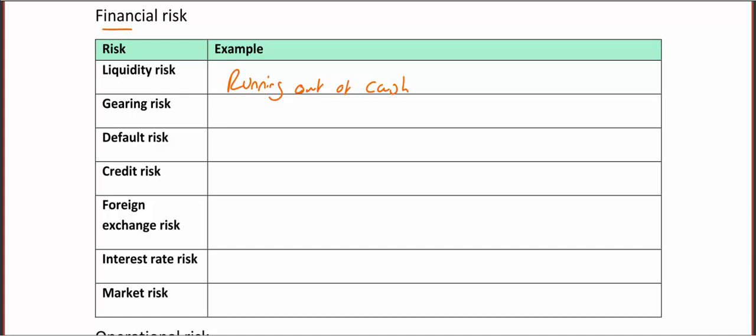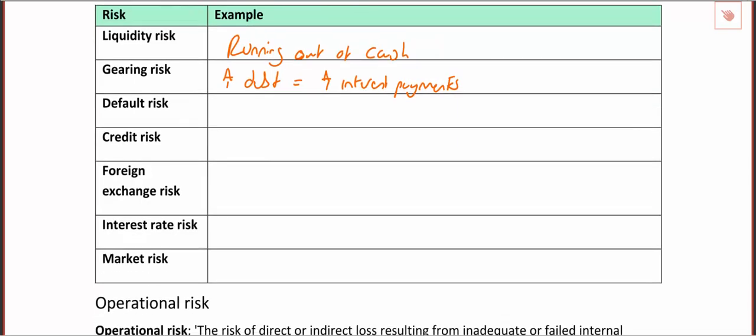Gearing risk then is going to be to do with how much debt we have. So gearing is all about how much debt we have, for example, compared to my shareholder investments. And the problem is, for example, if we've got lots of debt, that's going to mean we've got lots of interest payments. And interest payments are a bit of a pain because you have to pay them whether you make a profit or not, unlike a dividend, for example.